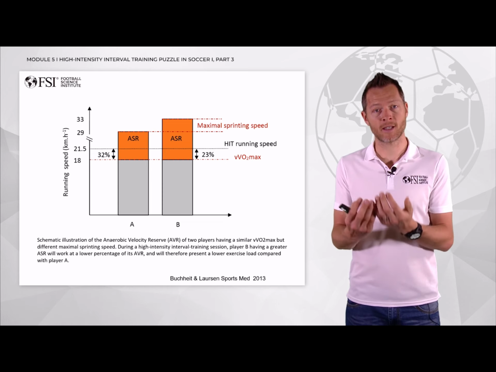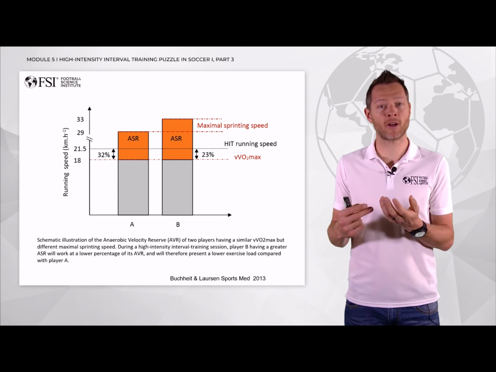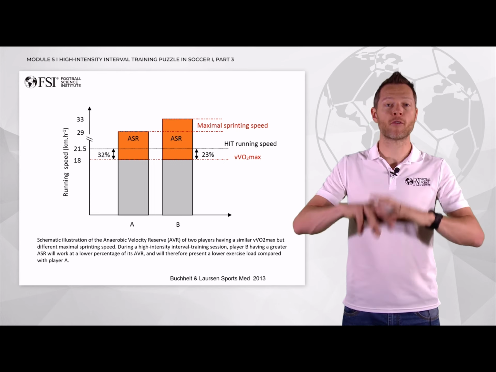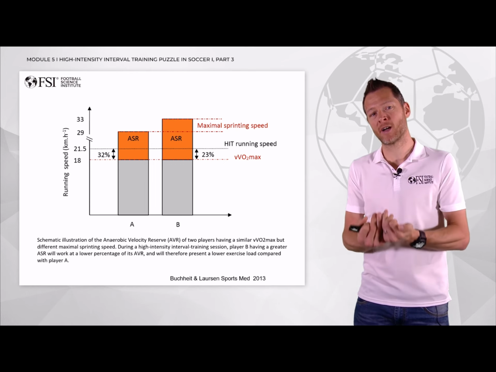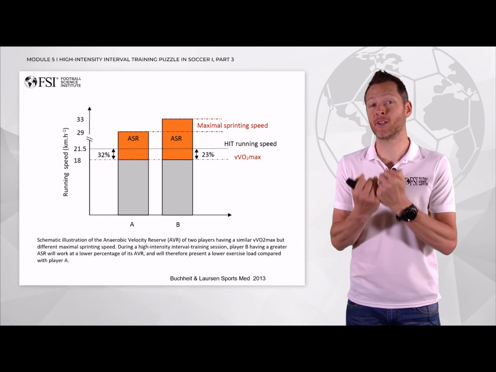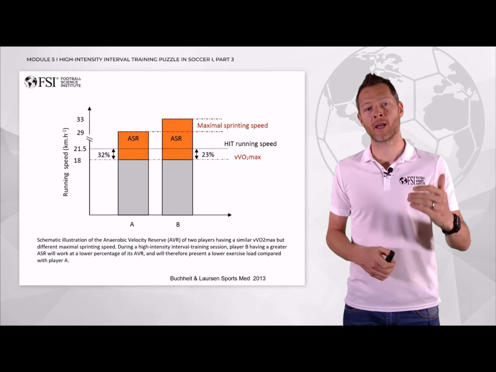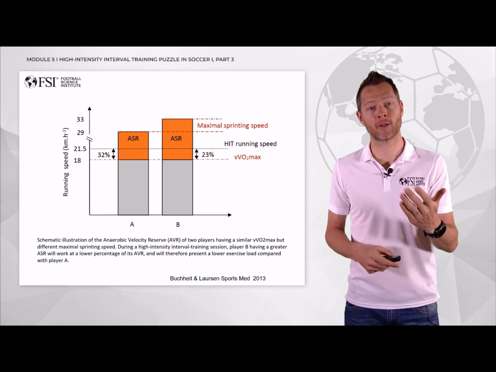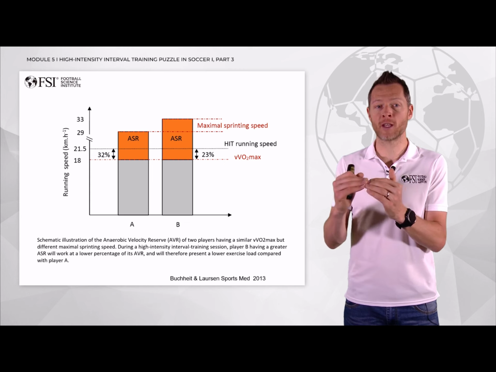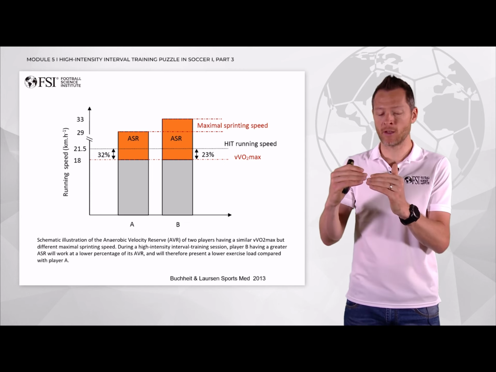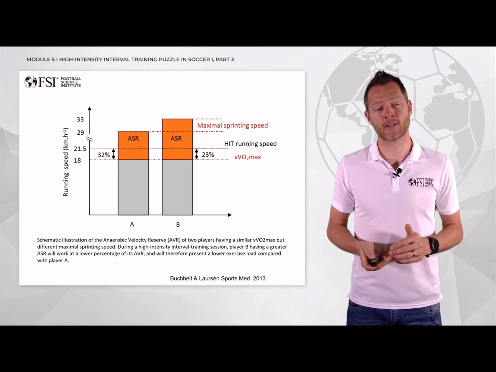Because VVO2 max in that matter doesn't actually reflect the overall locomotor profile of the athletes. It's just representing the cardiovascular aerobic side of things, but it doesn't include the neuromuscular and anaerobic part of the profile, which actually matters a lot when we train supramaximally, when we train above VVO2 max.